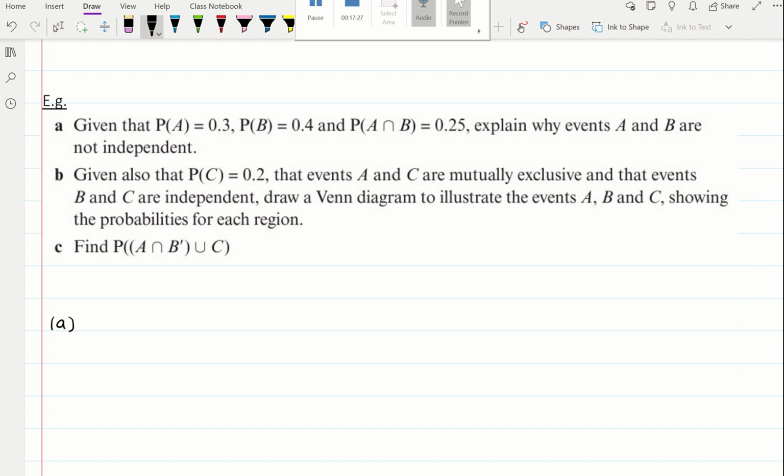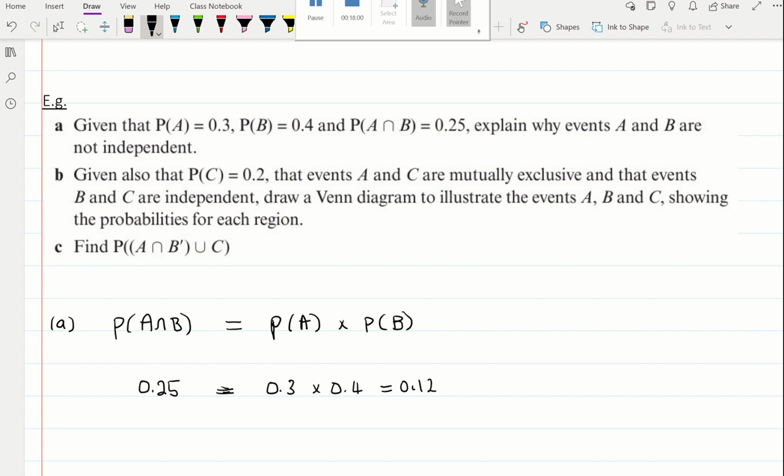If the probability of A and B is independent, that means that the probability of A and B, the intersection, should equal the probability of A times the probability of B. Well, the probability of A and B is given, it's 0.25. The probability of A is 0.3, and the probability of B is 0.4, which is 0.12, and it's not. They are not equal. 0.12 does not equal 0.25.